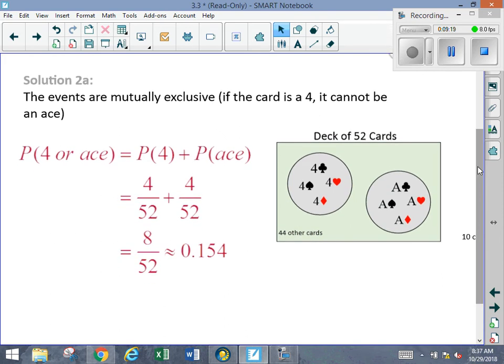It's a nice picture, right? In your deck of 52 cards, these things are all the things that are 4s. These things are all the things that are aces. None of those things overlap. There are no things that are both 4s and aces.